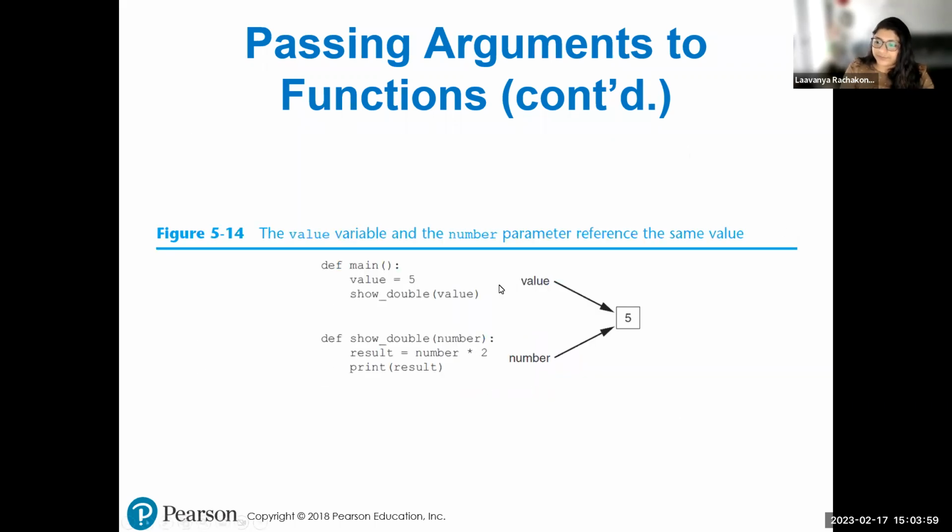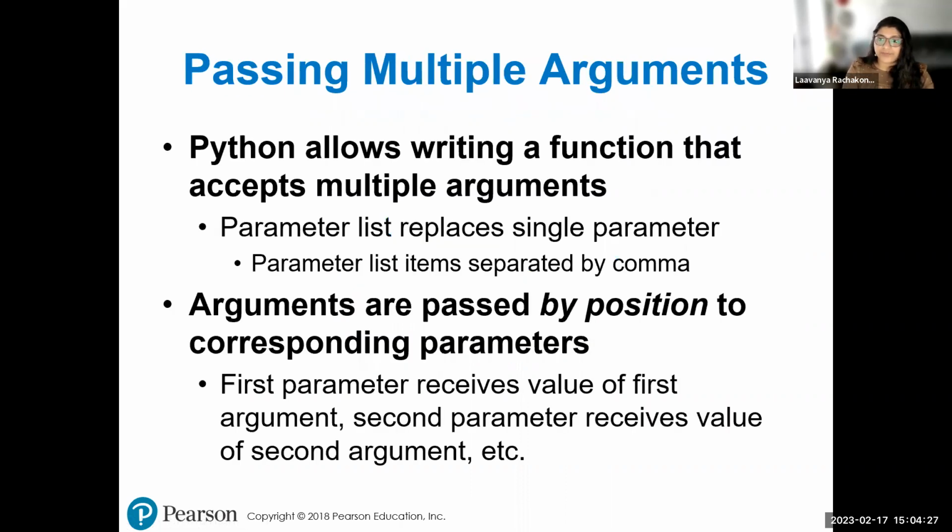As I've mentioned before, value is equal to 5, number is also equal to 5, and the result will be 10. In this example, you have only looked at one argument and one parameter variable. So you are passing one argument to your function. What if you want to pass multiple arguments to your function? You can always do that by separating the arguments using a comma.